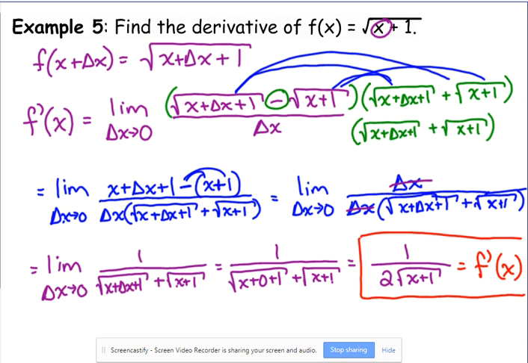Okay, and remember, no rationalizing needed in calculus. We multiplied by the conjugate earlier to get rid of the issue. We weren't rationalizing. Okay, we can leave that square root in the denominator. We don't have to do anything with that.